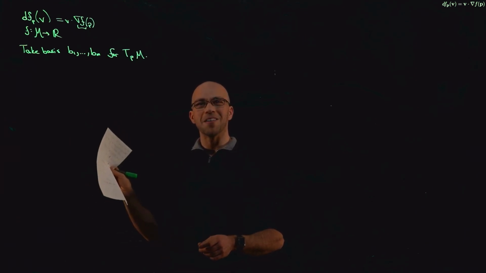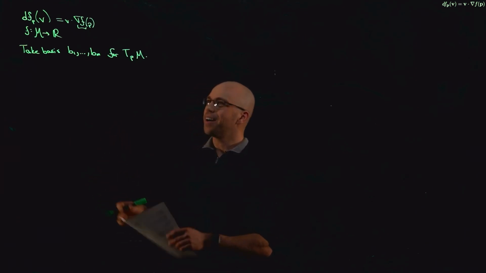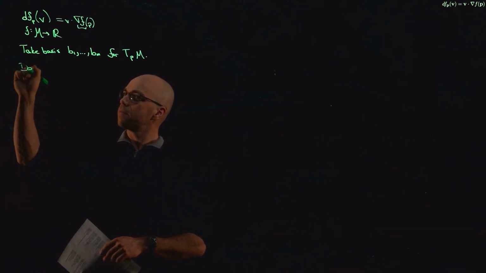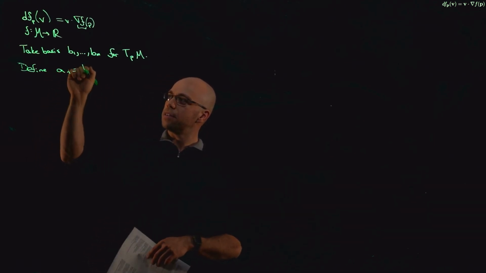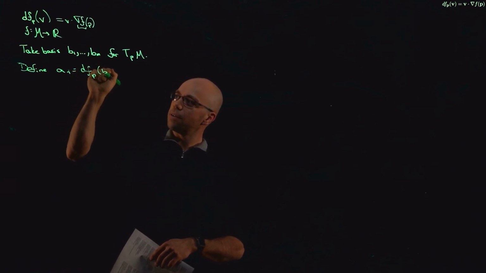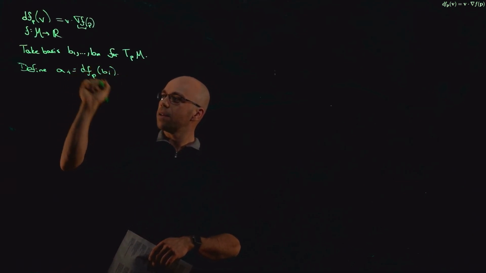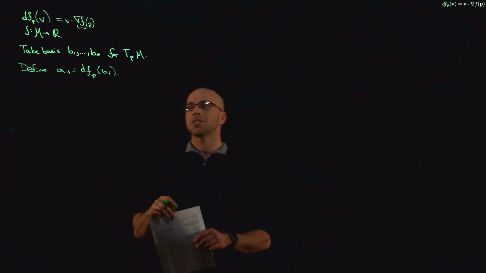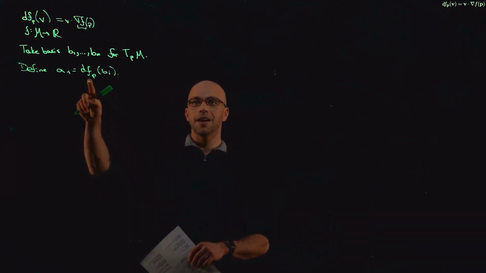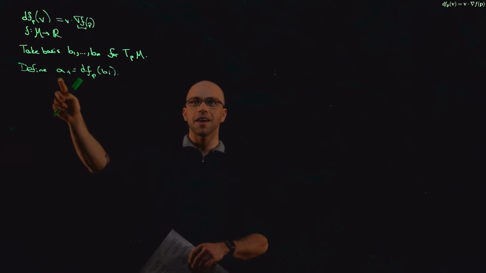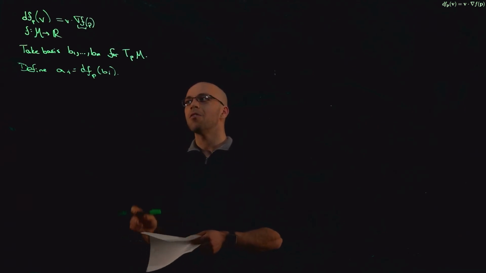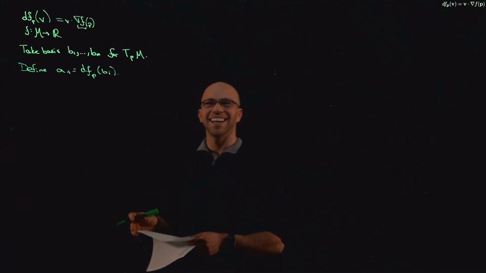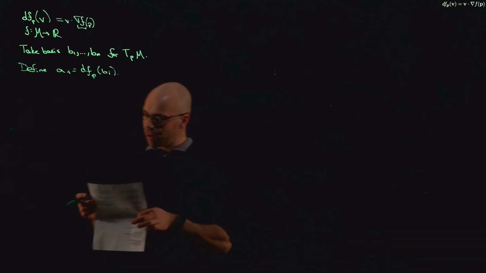You'll notice I'm holding my notes here so that I don't get this calculation wrong. Right, so we're going to define a particular vector. We're going to say that A_i is equal to df at P evaluated at the basis b_i. Okay? So essentially, we're just taking the directional derivative of our function f in each of the basis directions, and that's giving us a scalar A_i.